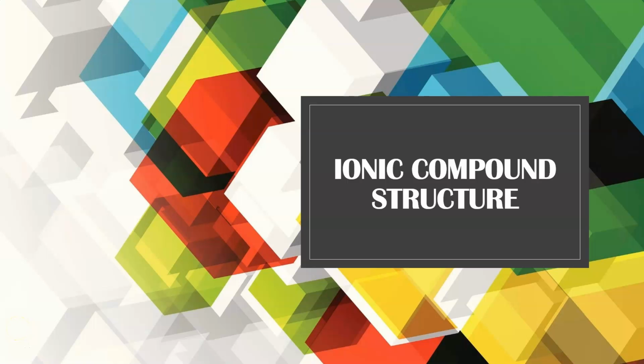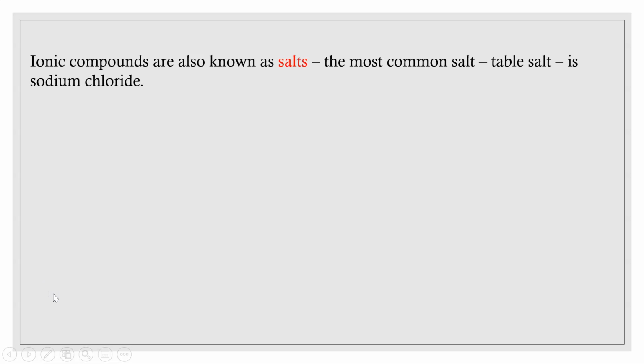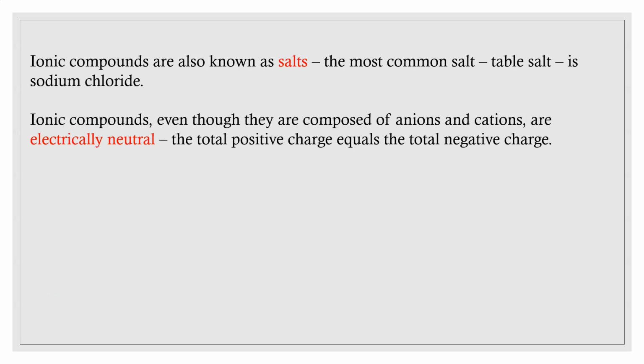So in this video, we are going to talk about the structure of ionic compounds. To start off with, you need to know that ionic compounds are commonly known as salts. The most common salt that you've heard of is table salt. Usually when you hear the word salt, you think of sodium chloride, table salt. But salt to scientists is actually a very generic term for ionic compounds.